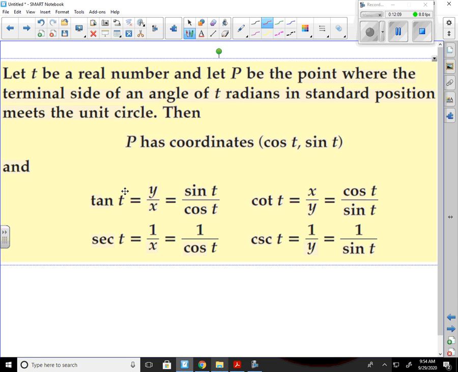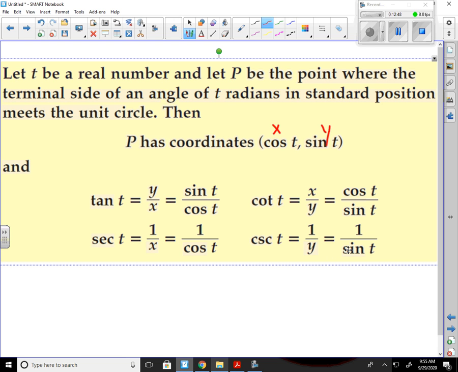But then since we know that tangent of t is y over x, I can now say that my tangent is just sine over cosine. My cotangent is cosine over sine, because I just said that this was my x of cosine and my y was sine. Then my secant, now instead of just saying 1 over x, I can now say that's 1 over the cosine. And my cosecant is 1 over y, which is now 1 over the sine.